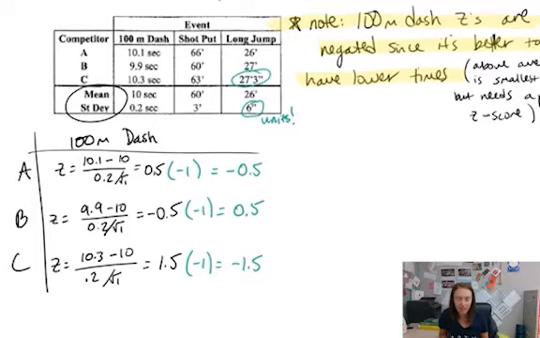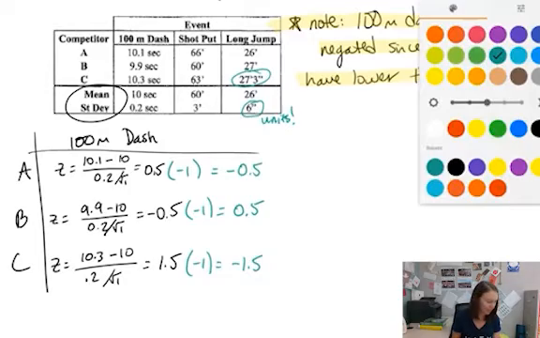And then to figure out which competitor did the best, you can actually just add up all the z-scores. The person with the highest z-score total is going to be our winner. So pretty simple solution to something that looks like a pretty complicated problem. And I will leave the rest of that up to you.